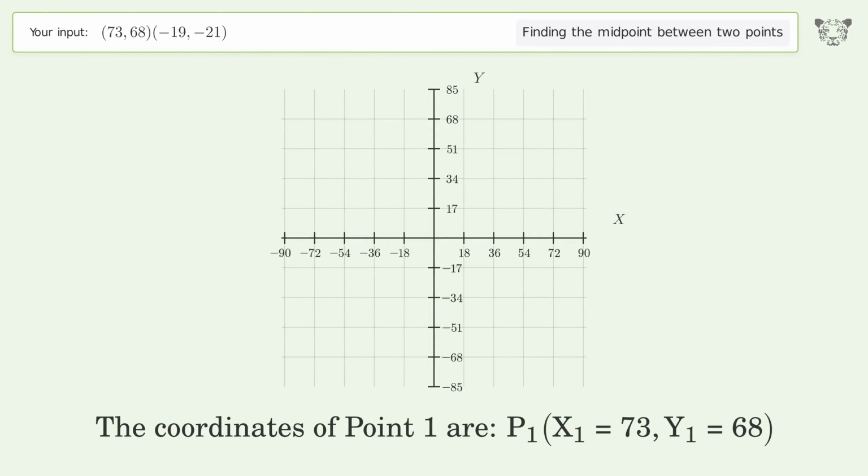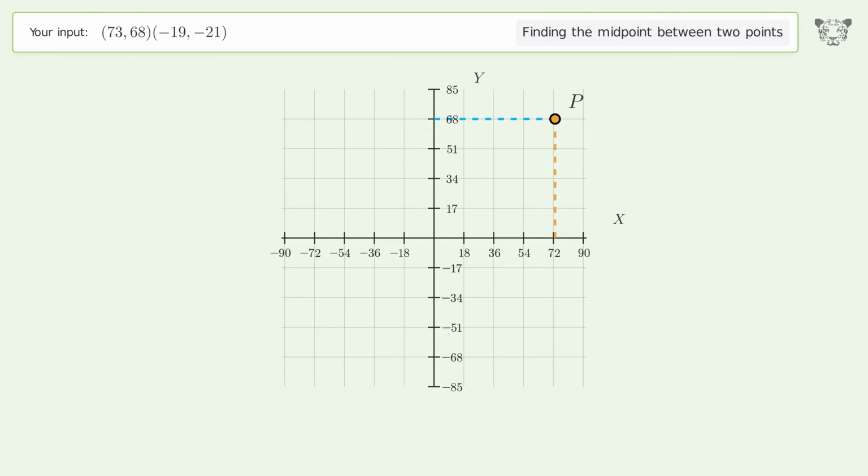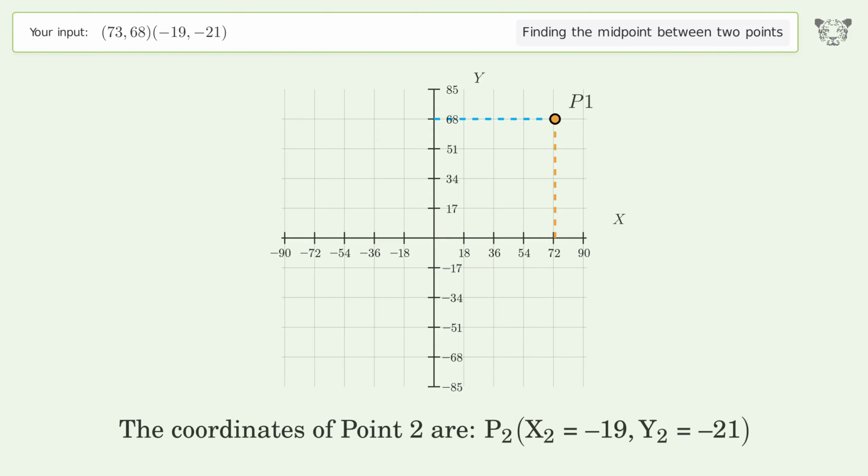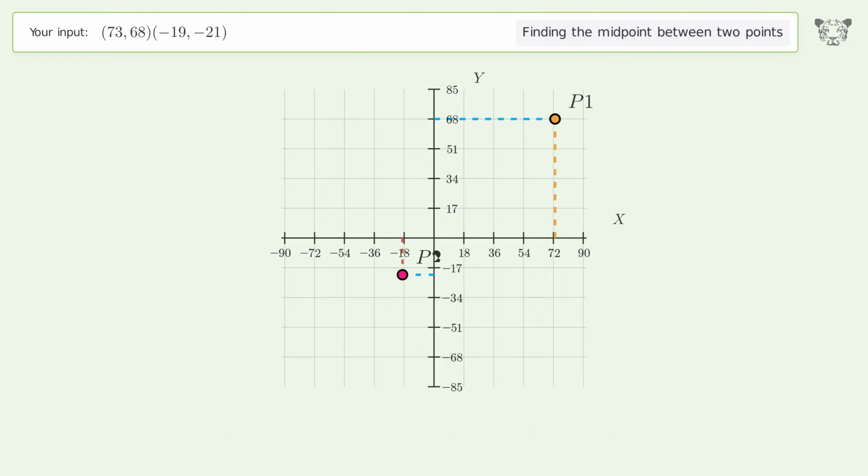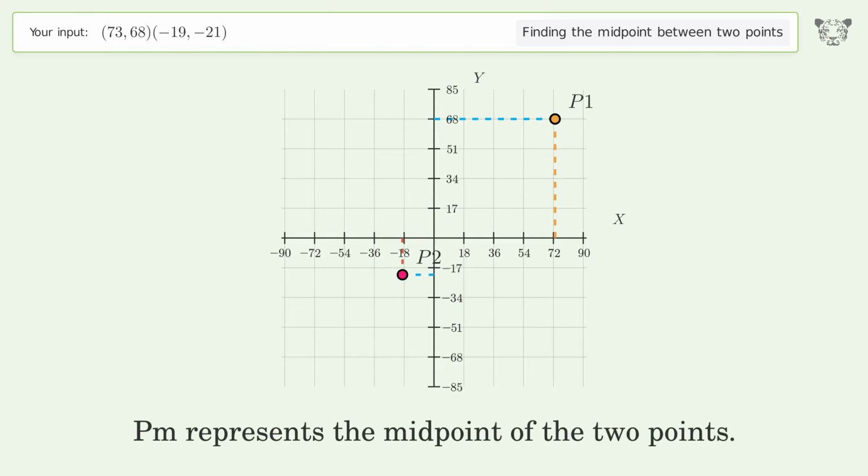The coordinates of point 1 are, x1 equals 73, y1 equals 68. The coordinates of point 2 are, x2 equals negative 19, y2 equals negative 21. PM represents the midpoint of the 2 points.